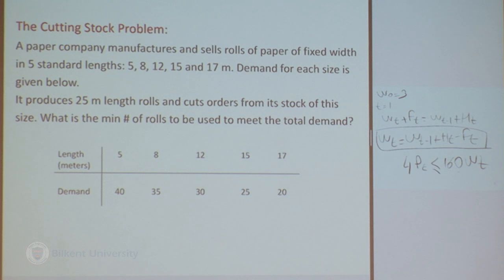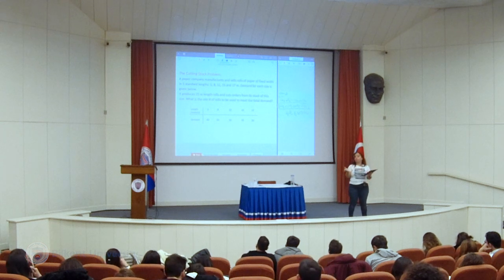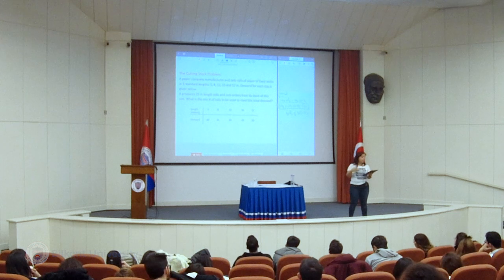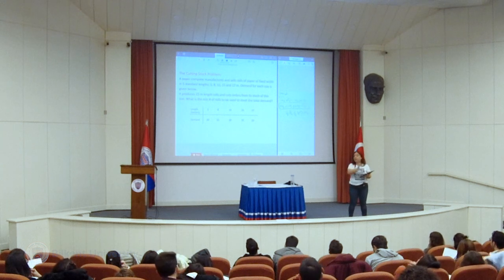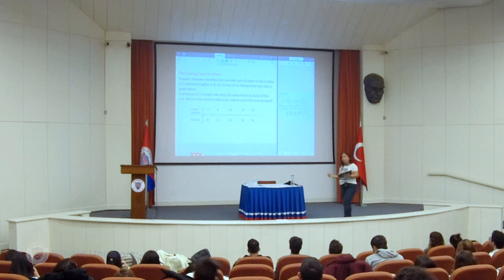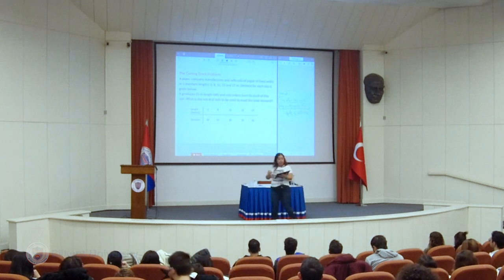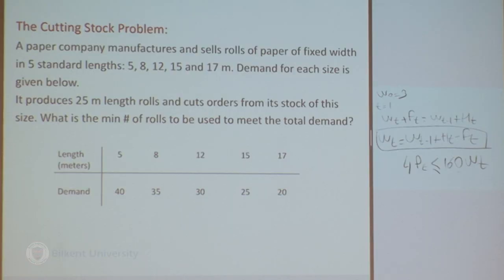It appears a lot. It has many applications. The application I'm showing here is coming from a paper company, okay? The paper company produces and sells rolls of paper with fixed width, but in 5 different lengths. So whatever the width is, but the lengths can be 5, 8, 12, 15, and 17 meters. Meters and paper, okay. I guess this was coming from a different example. And here is the demand underneath that, okay? So this is the demand, like 40, 35, 30. I need to have that much of 5 meters, like 40 sheets of 5 meters, 35 sheets of 8 meters, and it goes like that, right?